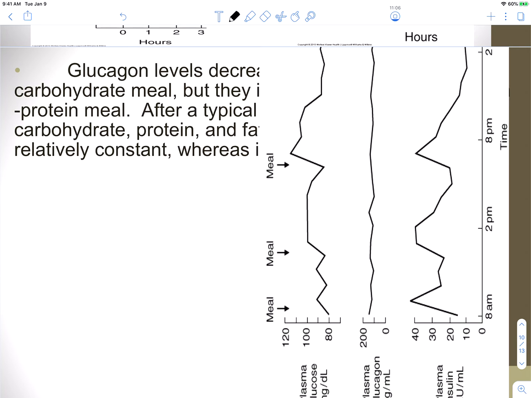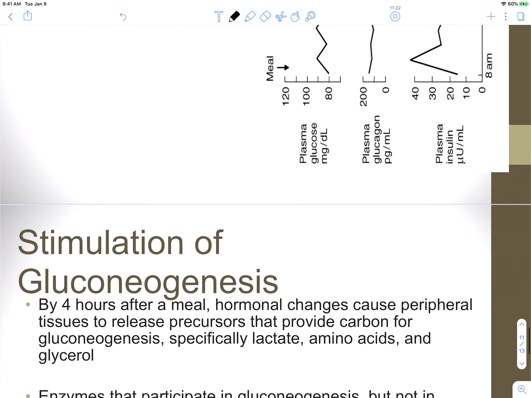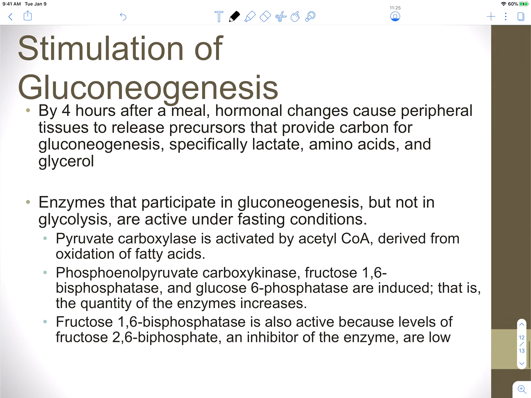And then in a mixed meal, you're going to have both your carbs, your proteins, and fats. Your glucagon levels remain pretty constant, and insulin, because there is carbohydrates present, will increase during a mixed meal. So about 4 hours after a meal, you're going to have enough of a low glucose level, hormonal changes, so your insulin's down, your glucagon levels are back up, and you're going to start gluconeogenesis. You're also, by that time, going to have the precursors for gluconeogenesis.